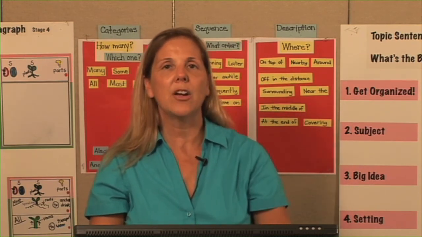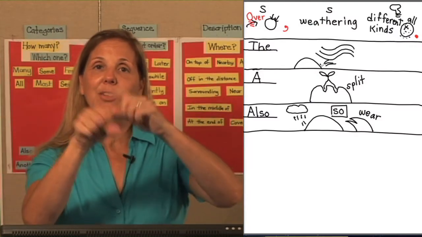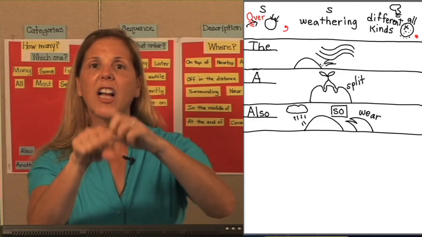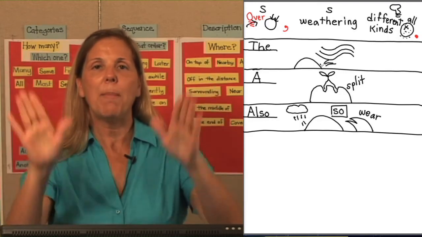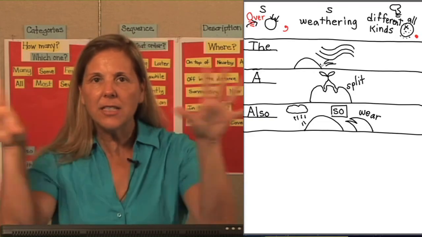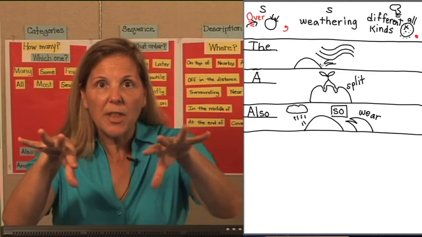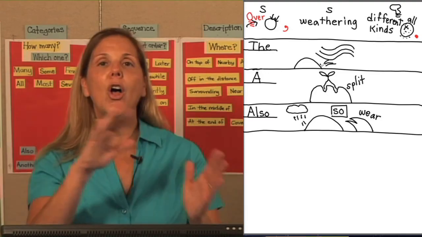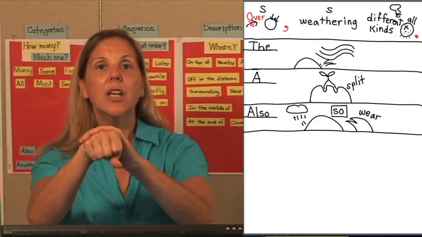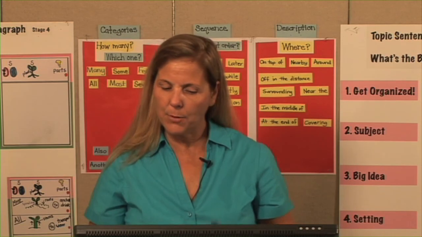Let's go back and read our whole paper. Ready? Over time on the planet Earth, different kinds of weathering make all types of rock disintegrate. The pounding wind makes tiny grains of sand fly away. A plant's roots splits open the cracks of a rock. Also, rain and waves hit rocks, so they wear away. Boy, we're sounding pretty good here.